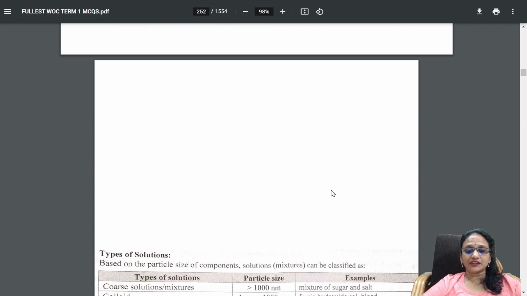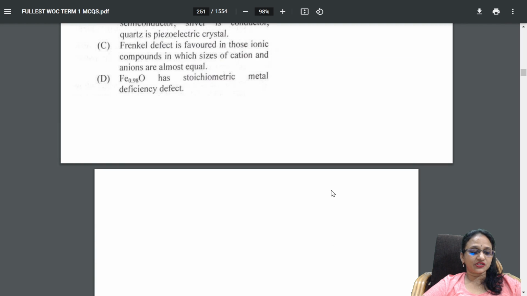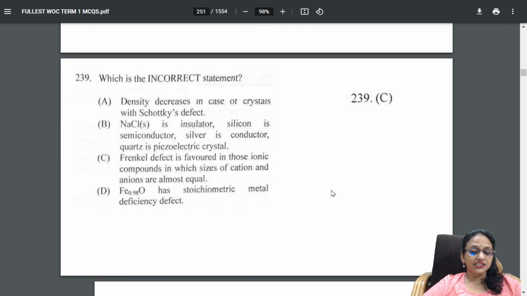So this is how your solid state chapter is, students. Till here it is your solid state chapter, 239 questions of solid state. Again, let us start with the next chapter, that's nothing but solutions. So go through all the questions. Let us meet with the solutions chapter.